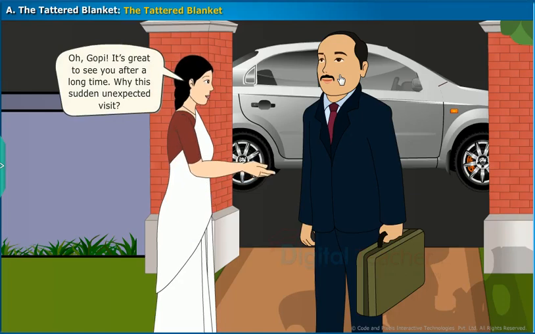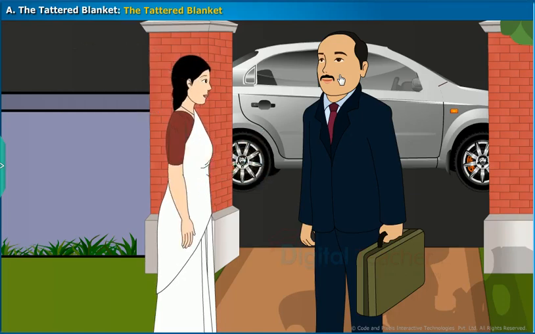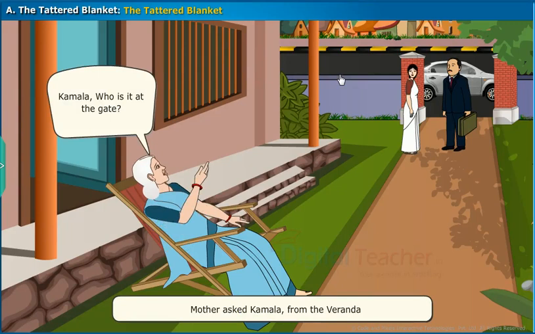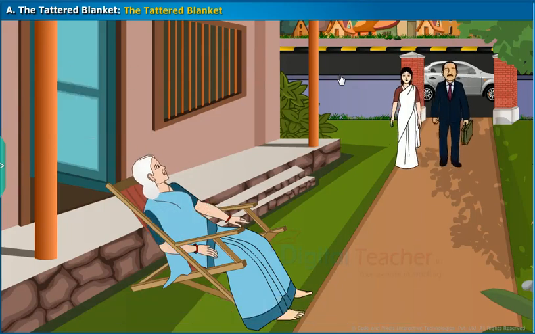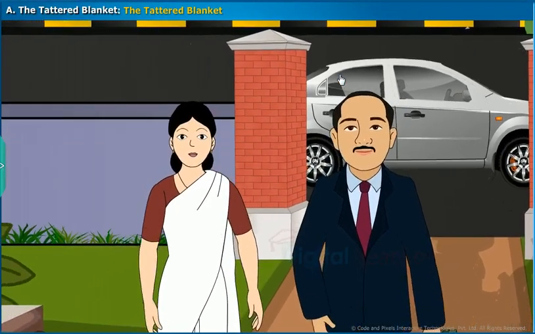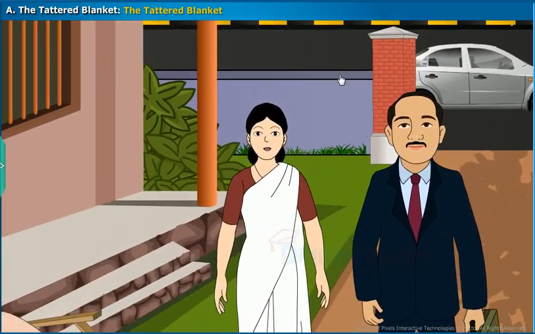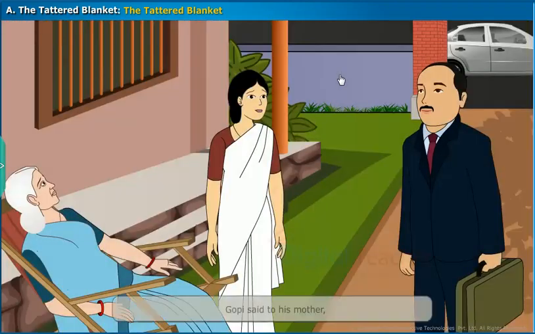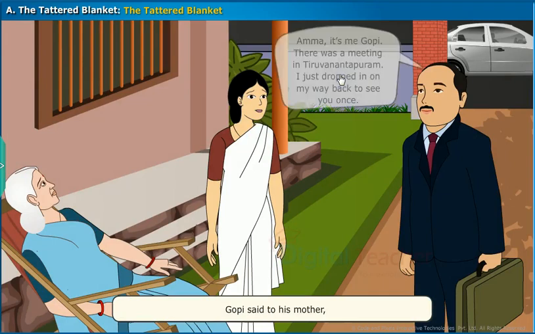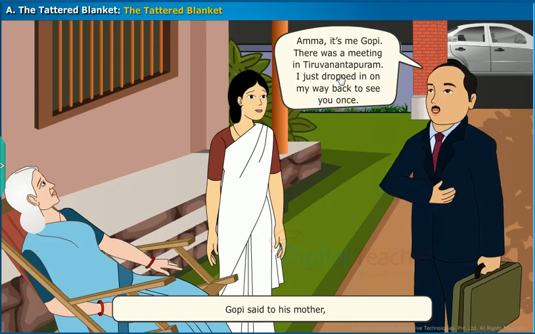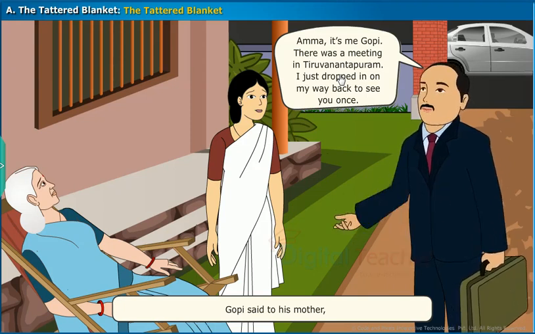Oh, Gopi, it's great to see you after a long time. Why this sudden unexpected visit? Mother asked Kamala from the veranda. Kamla, who is it at the gate? Gopi said to his mother, Amma, it's me Gopi. There was a meeting in Thiruvananthapuram. I just dropped in on my way back to see you once.